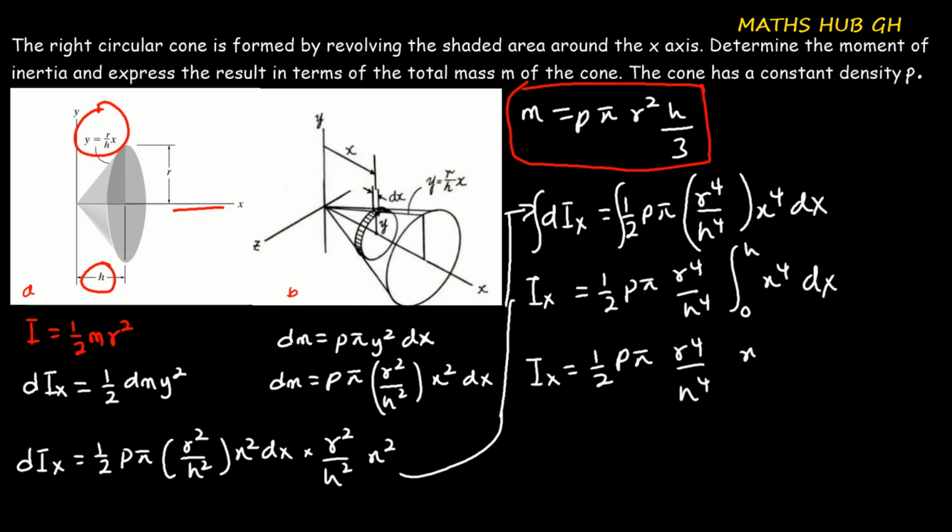Then you're going to have x to the power 5 over 5. Then have the limit here from 0 to h. So when you simplify this, you're going to have Ix equal to 1 over 2 rho pi r to the power 4. And for the h, you can do some cancellation there. So all this will go.